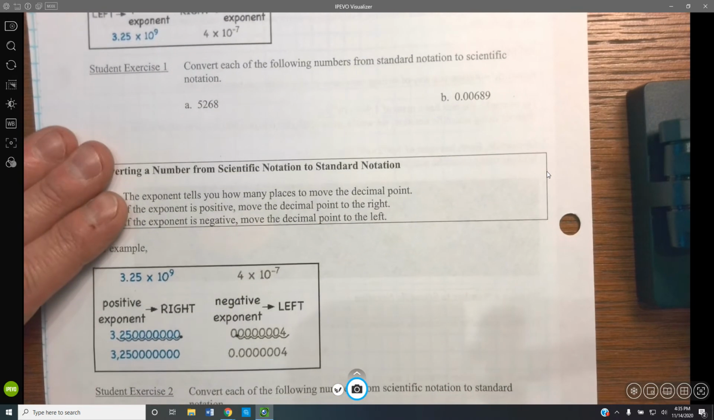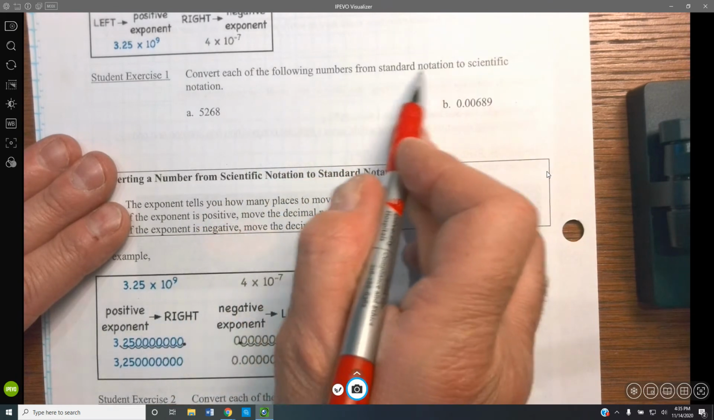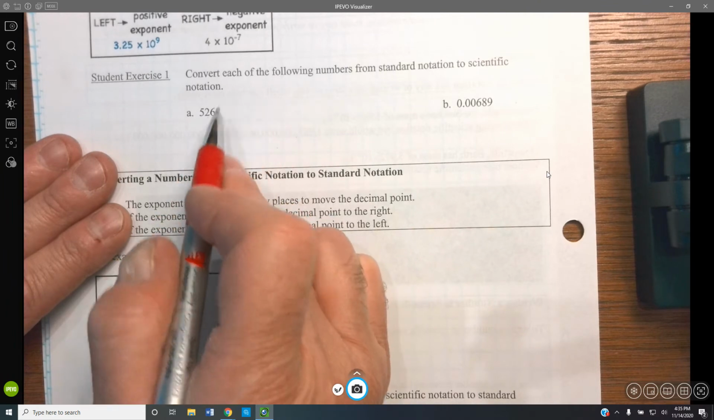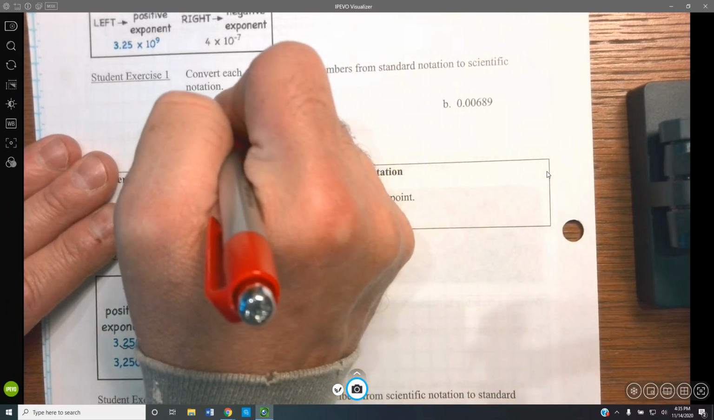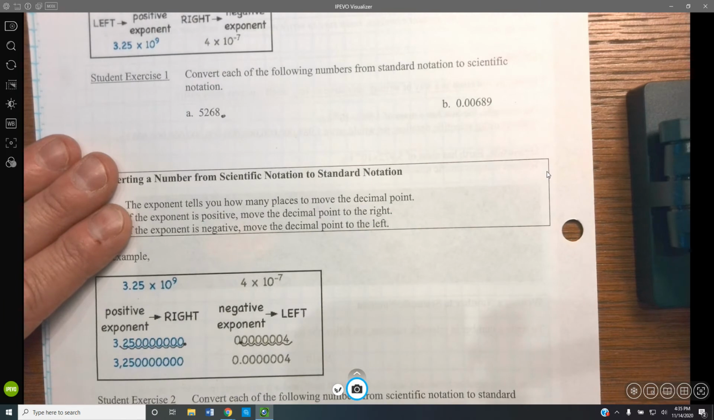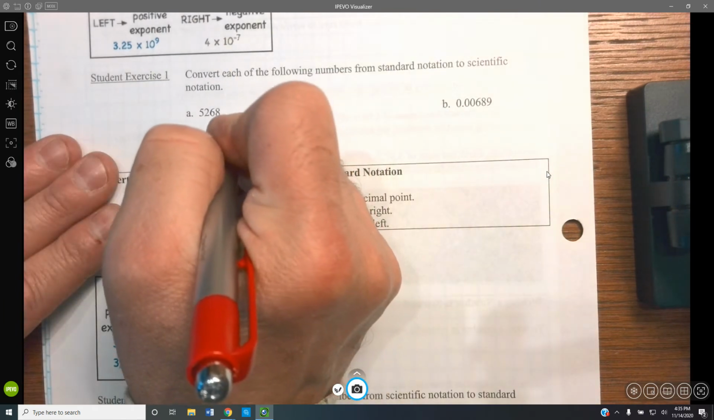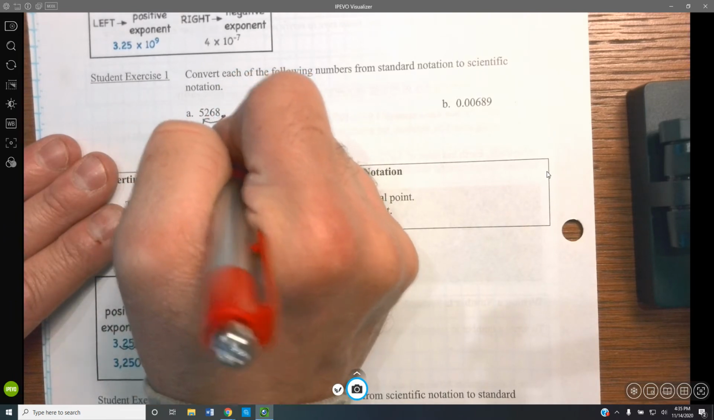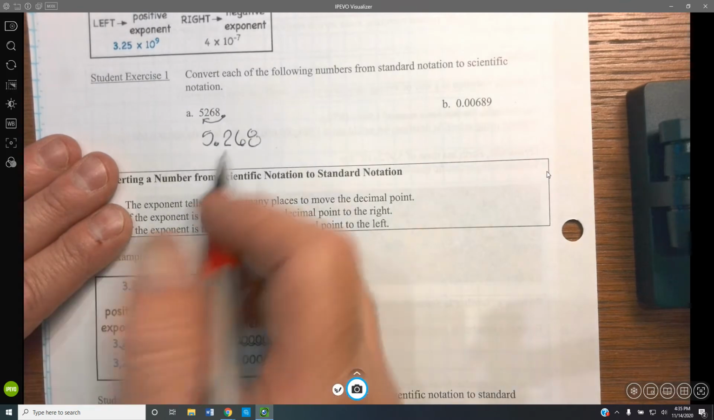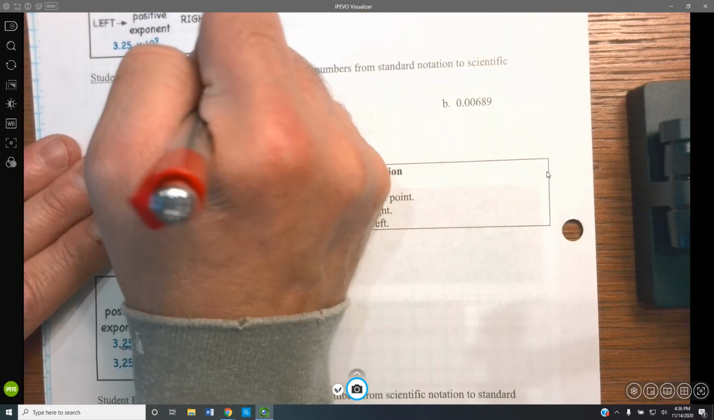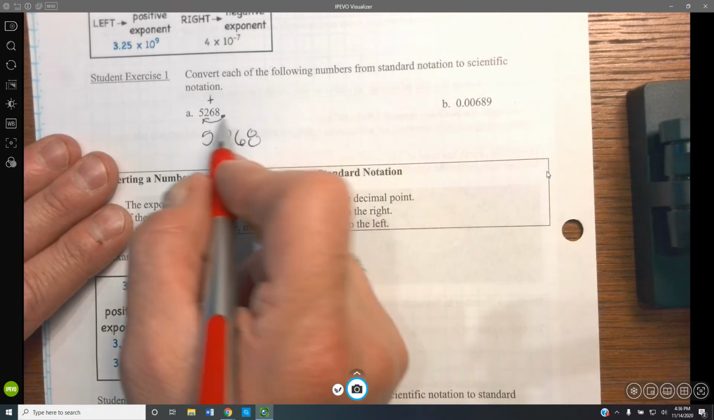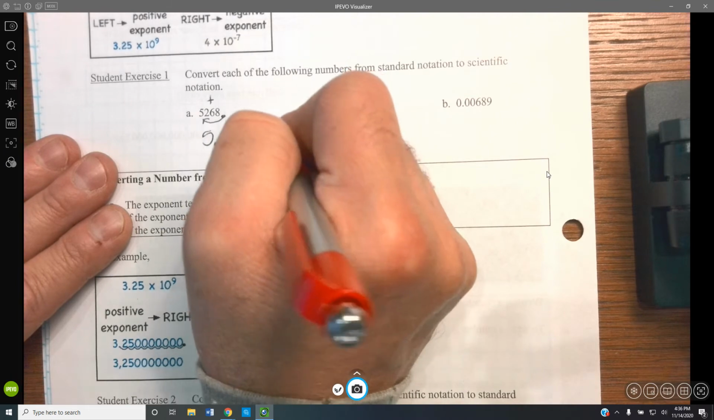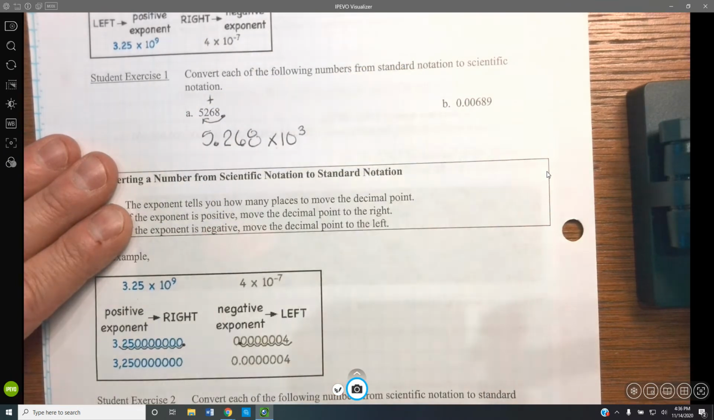Let's try some examples. Convert each of the following numbers from standard to scientific. We want to take it out from what we normally write it and turn it into scientific. We find the original decimal point, always at the end of the number unless otherwise seen. We move it in between the 5 and the 2. We keep 5.268. First of all, this is a big number, so I know right away the exponent's positive. I moved 1, 2, 3 positions. So it turns into times 10 to that positive 3.